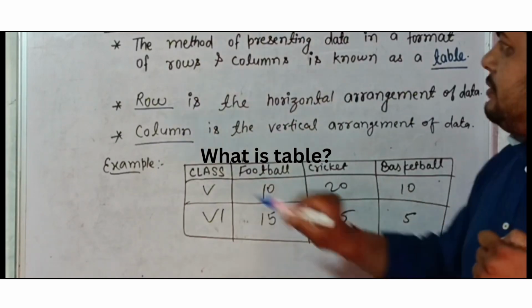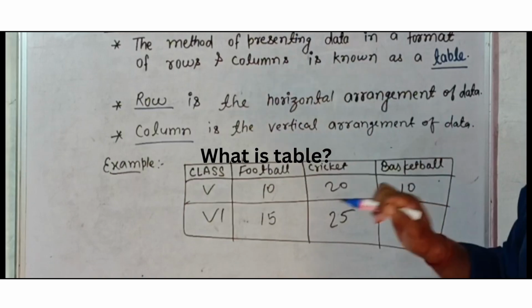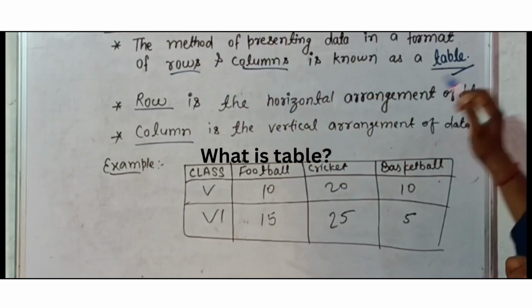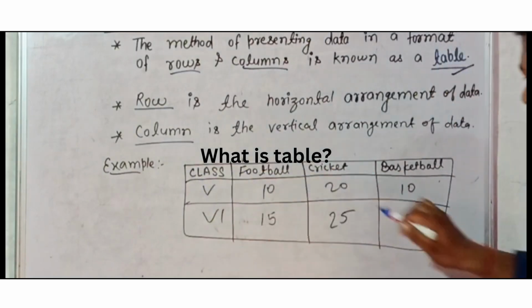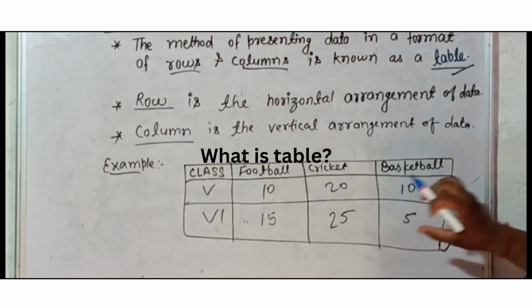What is a table? The method of presenting data in a format of rows and columns is known as a tabular format. Look here, this is the example. We represent the data in the table format. This format is known as a table.